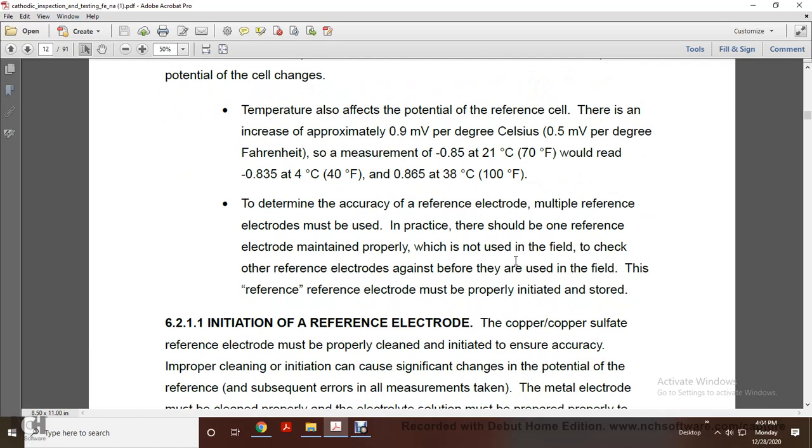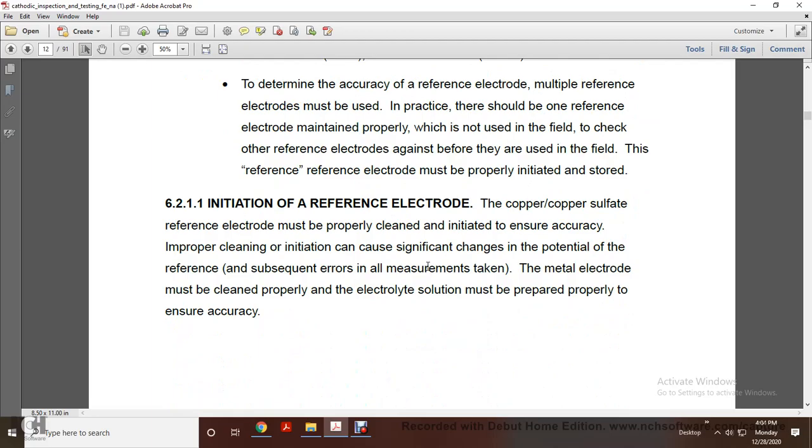Determining the accuracy of the reference electrode. Multiple reference electrodes must be used in practice. There should be one reference electrode maintained properly when not used in the field, and the other reference electrodes must be checked against it before they are used in the field. The reference electrode must be properly initiated and stored.